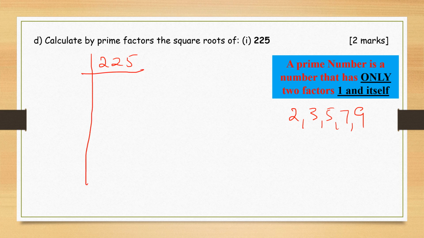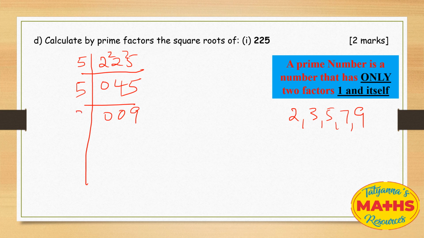So this ends in a 5, so I'm going to start with the 5. So 5 into 225 is 45. Again, it ends in a 5. Let's go 5. And 5 into 45 is 9. So we know we can use 3. So 3 into 9 is 3, and then 3 again.